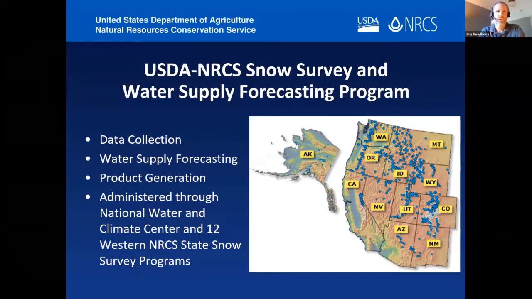We also have a water supply forecasting portion where we develop seasonal water supply forecasts for many Western water supply forecast points. And there's a variety of products that we use to disseminate information both about the data collection and the water supply forecasts. Our program is administered through the National Water and Climate Center, which is located in Portland, Oregon. That's where I actually work. And then 12 Western NRCS state snow survey programs. So we sort of have multiple arms of the way we deliver and meet our mission.